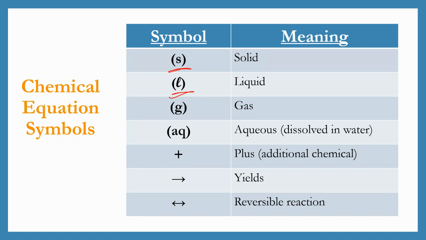AQ stands for aqueous. That's the actual word. But what it means is dissolved in water. You can write aqua. You can kind of see that root there. Adding things. So if you have hydrogen plus oxygen makes water, the plus sign is what we use to mean you're adding a different chemical. If you have an arrow, that'll tell you which way the reaction's going and it yields that.